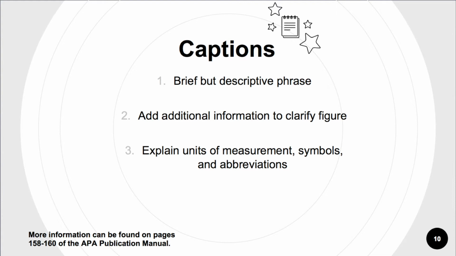Units of measurement should be mentioned, as well as an explanation of any symbols and abbreviations. This will make sure the person reading and looking at the figure knows what you're trying to say in the context that you are saying it. So, for example, if the measurement was in tens of thousands of people, that's very important, as opposed to the measurement being one person.